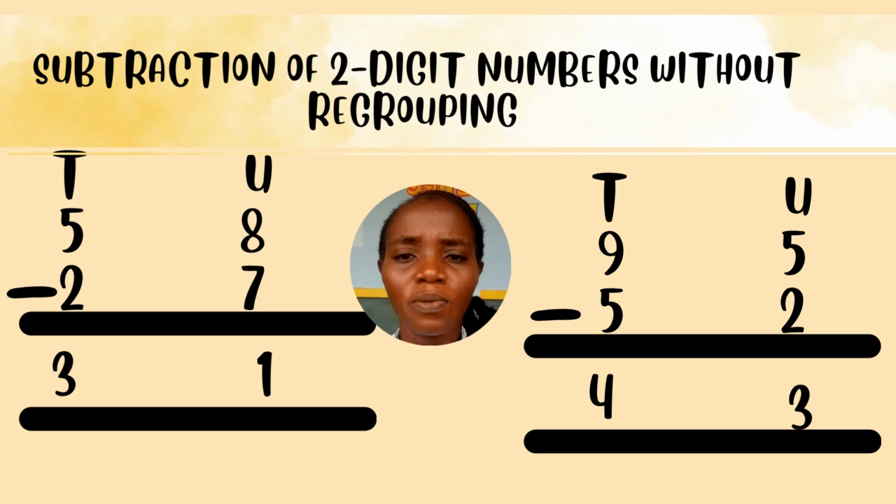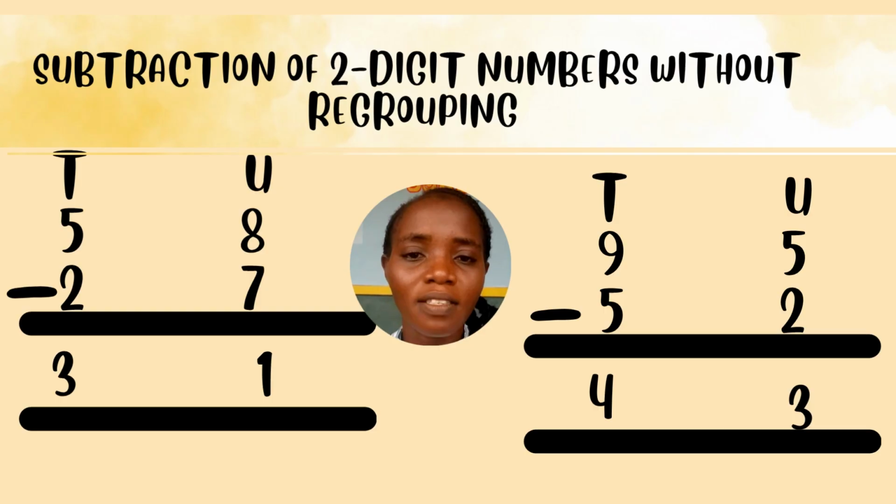58 minus 27. The first thing you do is to count out 8, then take away 7, and it remains 1. 8 minus 7 equals 1. And moving to the tens place, 5 minus 2. Count out 5, take away 2. It gives you 3. 5 minus 2 equals 3. Therefore, 58 minus 27 equals 31.